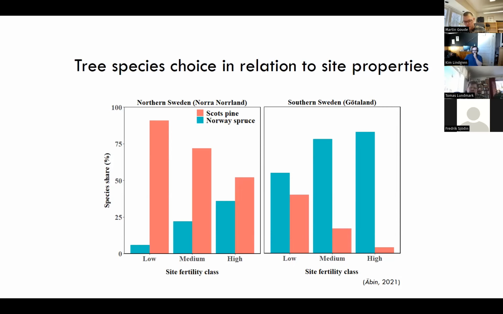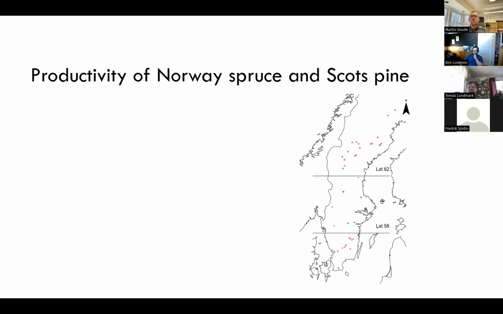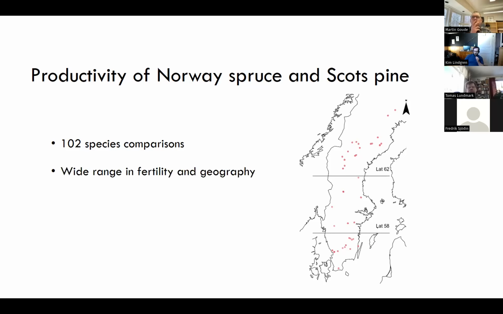That was one of the motivations why we decided to conduct our study, where we compared the long-term growth of Norway spruce and Scots pine. In order to make this comparison, we used 102 species comparisons, which are distributed across entire Sweden from south to north. You can see that maybe we lack some sites in central Sweden, but we got quite nice representation of the sites both in the northern and southern part of the country. Sites represent quite a wide fertility range.